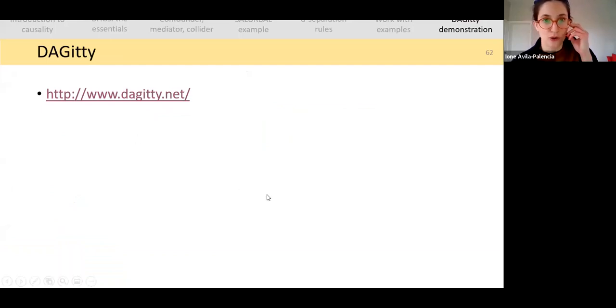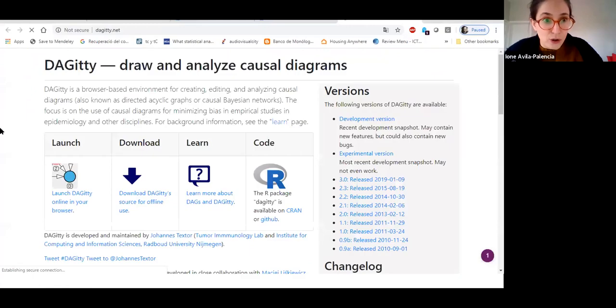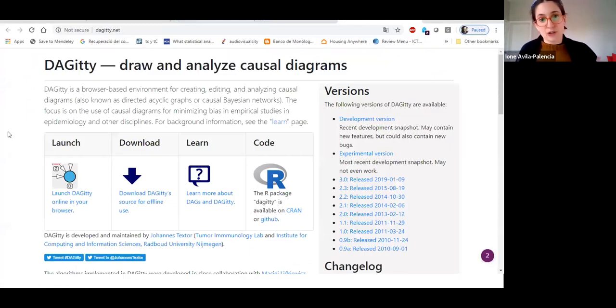Okay, so you can see my screen, right? Okay, so this is the DAGity link. What we are going to do now is a demonstration of what DAGity is and how DAGity works. The idea is that if you have, for example, two screens and you can work with DAGity on one and watch what I'm doing on the other, then great, you can follow me.